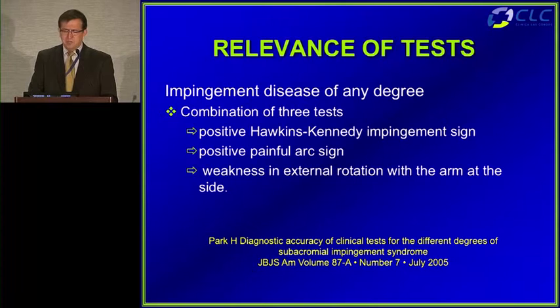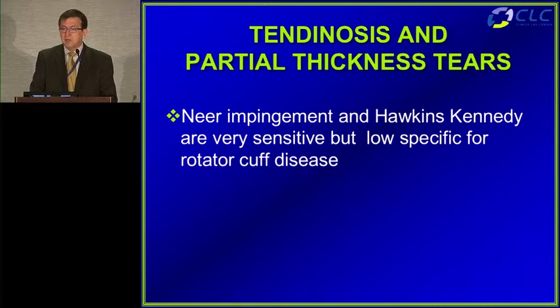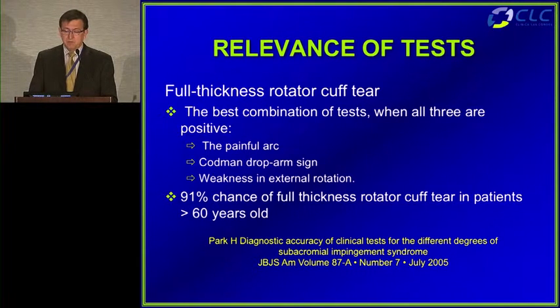For impingement disease of any degree, the combination of 3 tests, positive Hawkins, painful arc, and weakness in external rotation is suggestive of some kind of impingement. The Neer impingement and the Hawkins-Kennedy are very sensitive but low specific for rotator cuff disease.